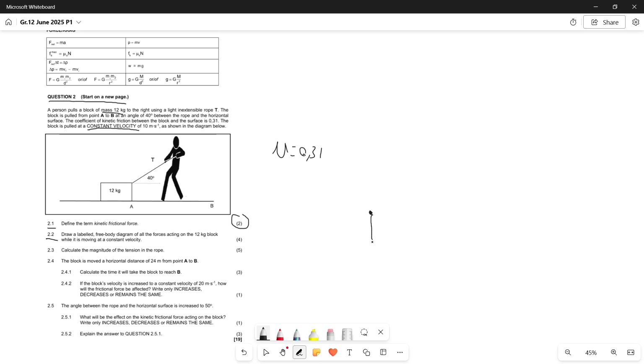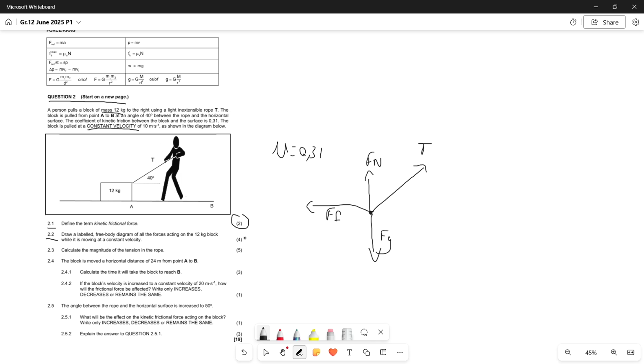So we always have gravity acting down, so we have Fg. We always have Fn going up there. We have frictional force here because they gave us the coefficient of friction, so there is kinetic friction working against it. Doesn't matter the lengths of each side, they don't have to be drawn to scale, but the direction is important. And we have tension going up here, and that'll be our 4 marks.